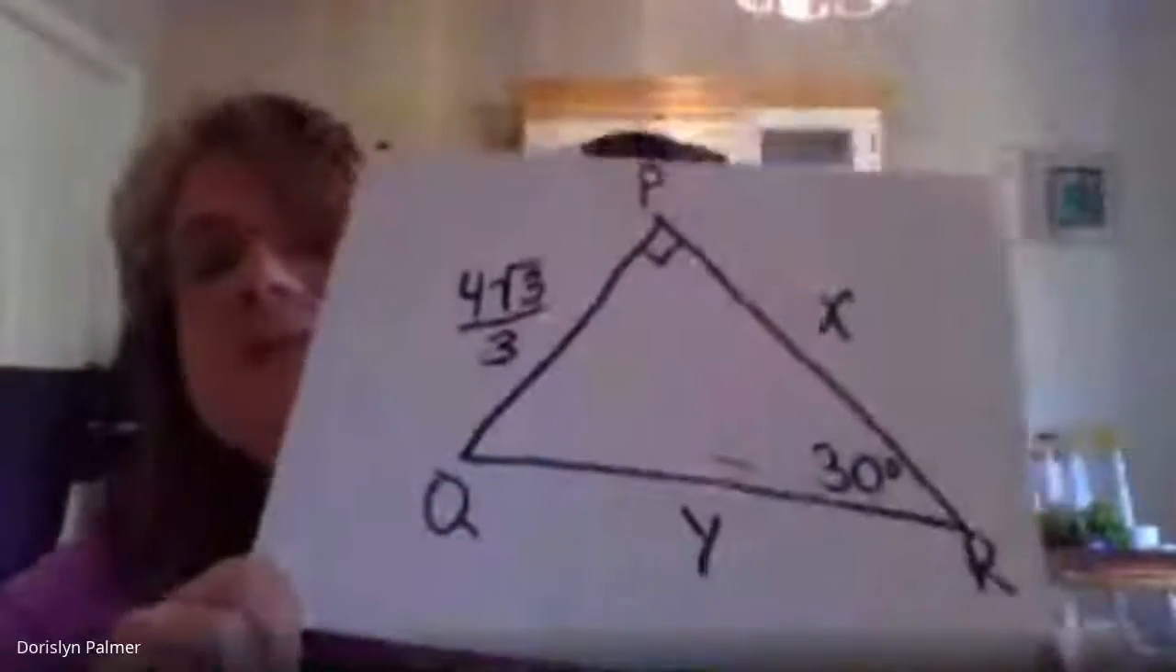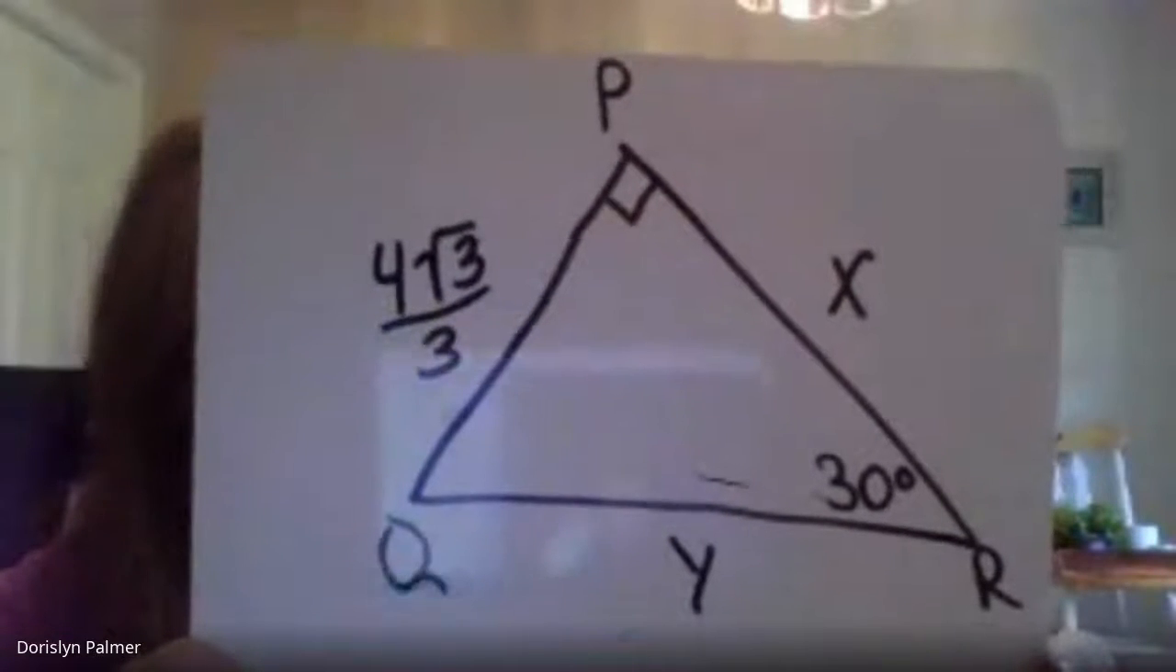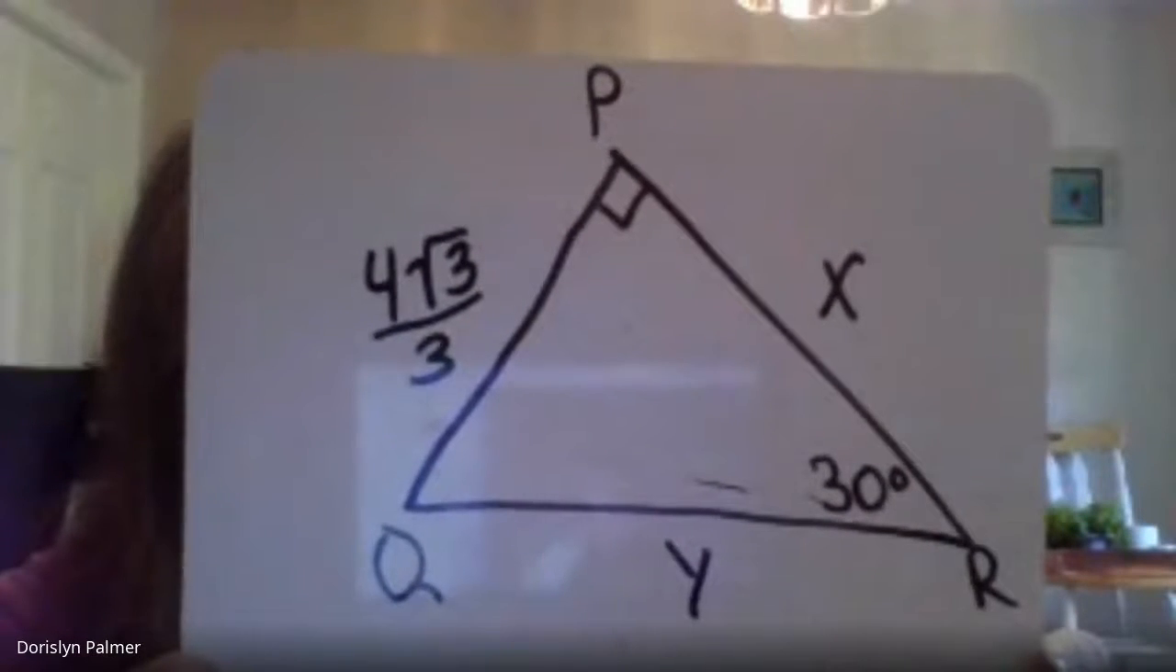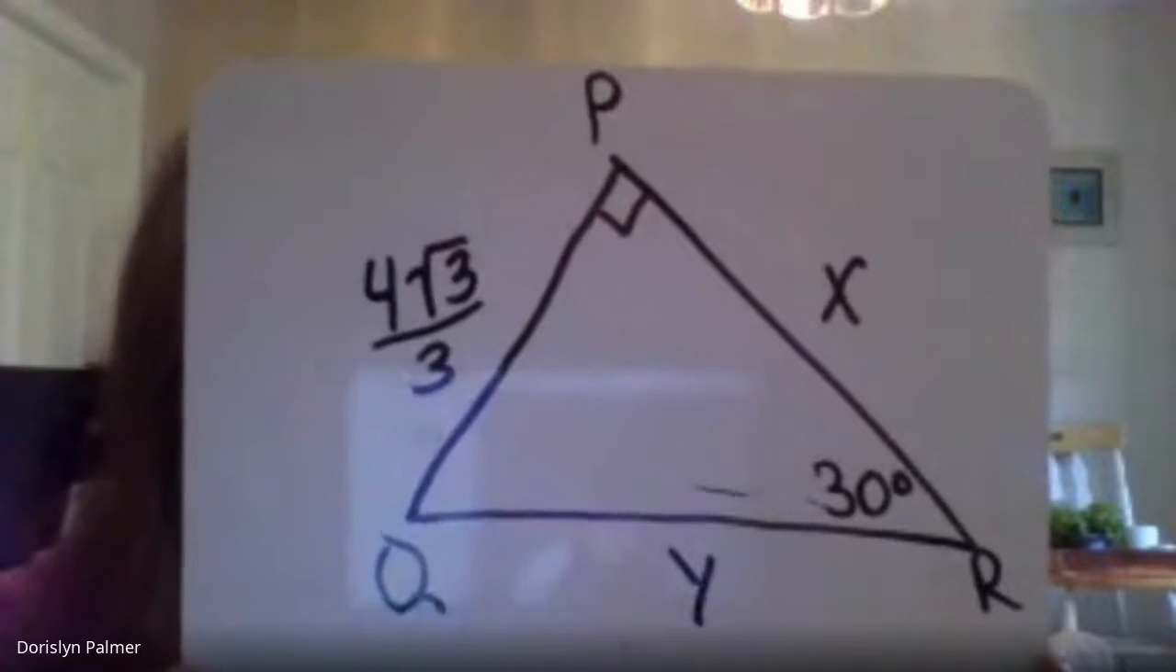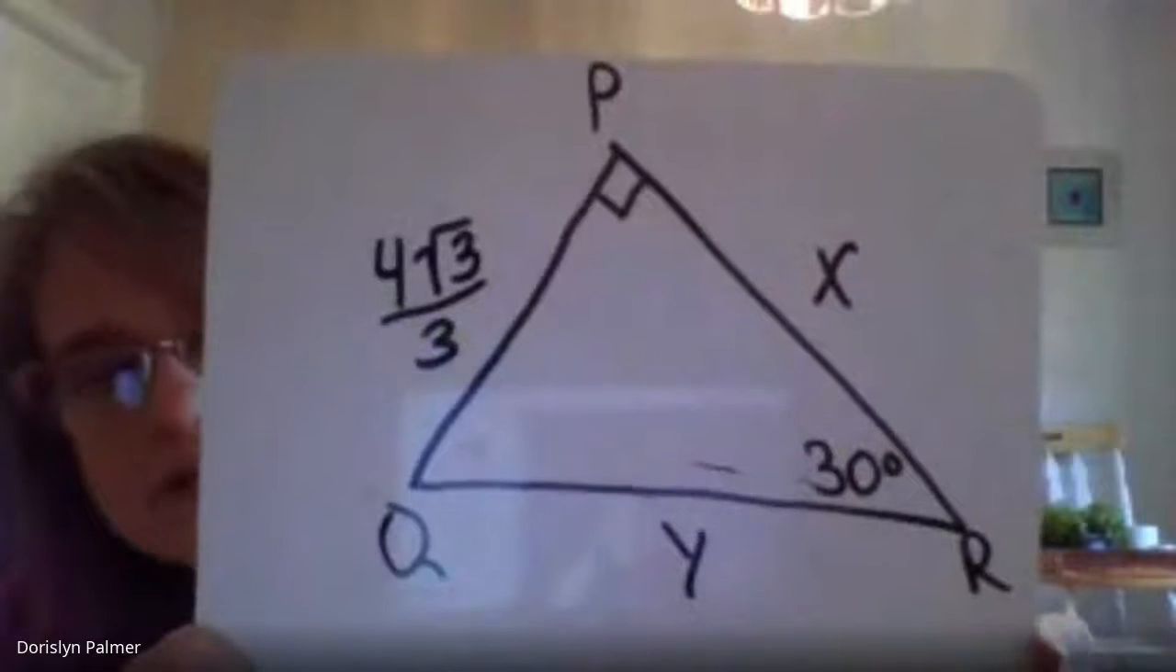So let's find the hypotenuse first, because I always like to do that because I think it's easier. You have to multiply by 2. So if I had 4 root 3 over 3 and I multiply by 2, you just have to multiply the 4 by 2.